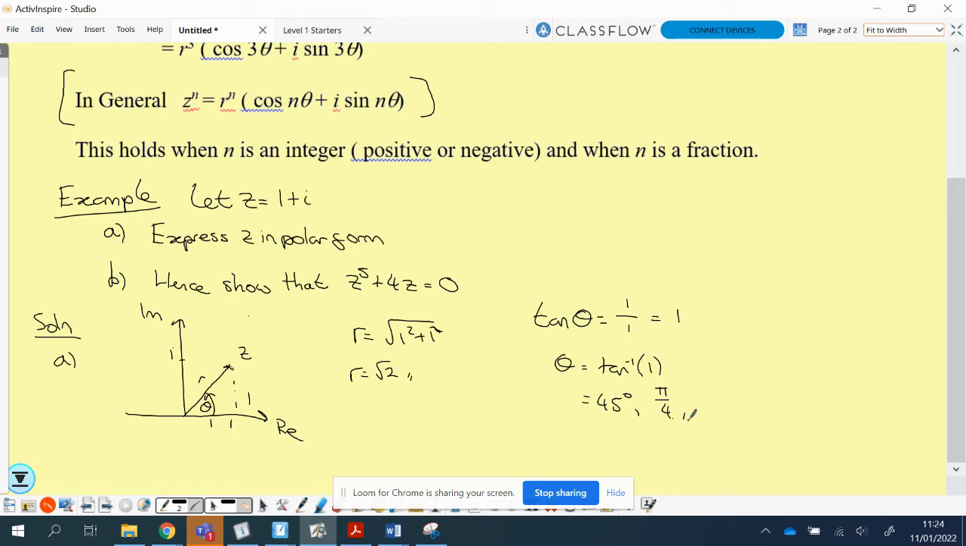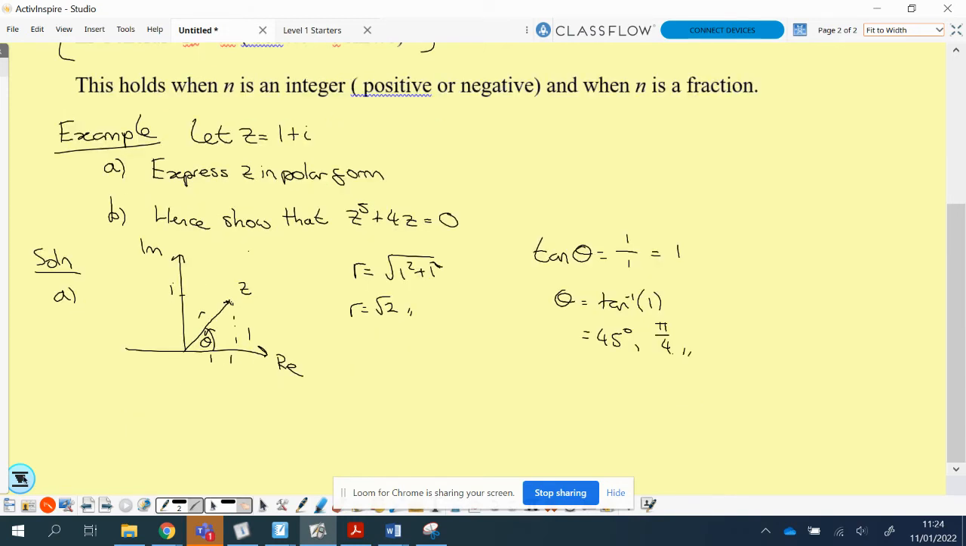Okay, we're okay with that bit so far? So I'm going to express this in polar form now. z is r(cos theta plus i sin theta), so that's cos of pi over 4 plus i sin pi over 4. Oh, sorry, I can put in what r is: square root of 2.